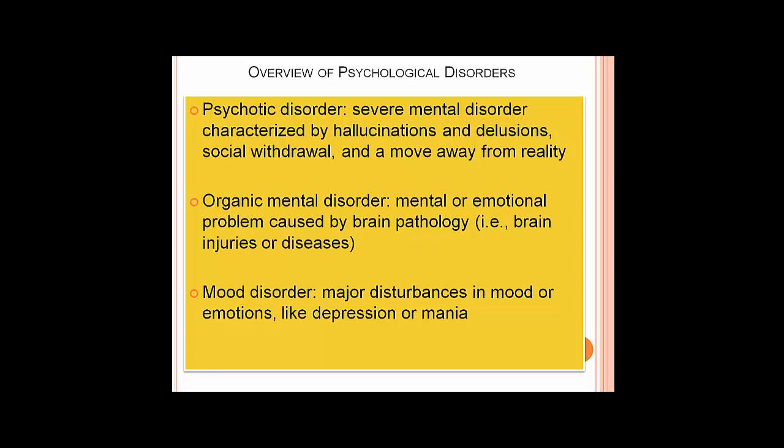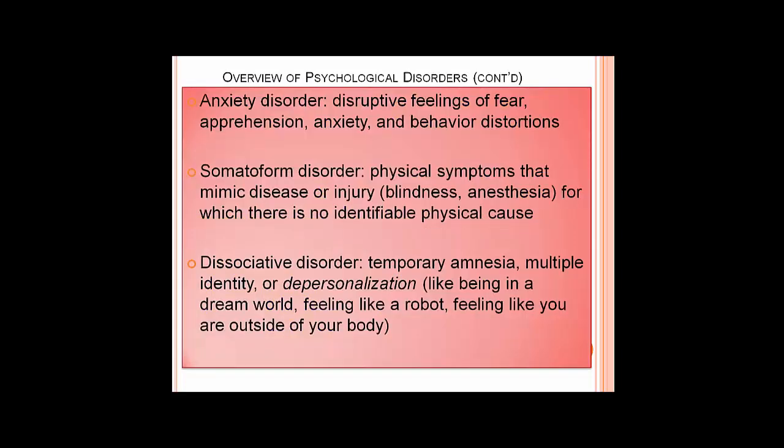more cellular or physiologically pathological. Then there are a set of disorders called mood disorders, and these are major disturbances in mood or emotions like depression or mania and many different types of mood disorders. There are anxiety disorders, and these are disruptive feelings of fear or apprehension, panic, and other types of behavior distortions.